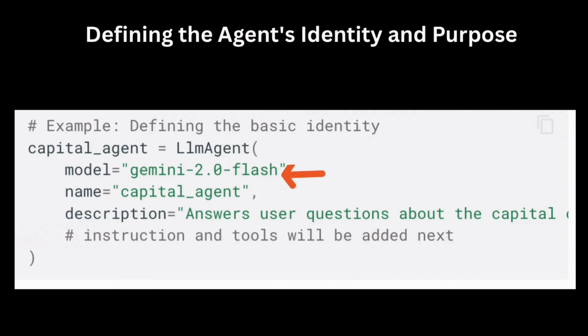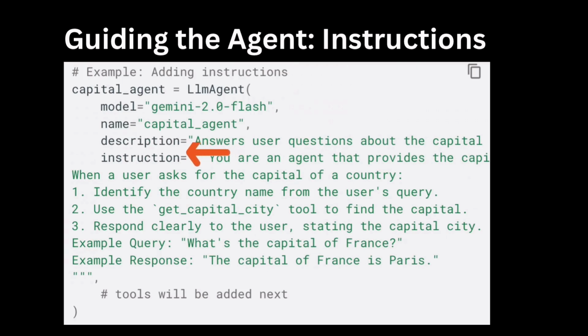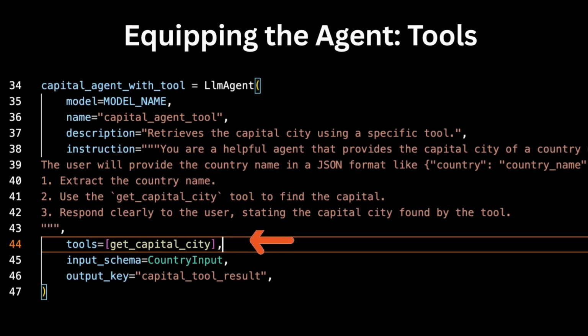In ADK, to define the agent's identity, model and name are mandatory to specify. Here we have used the Gemini model. Next, guide the agent by specifying the instructions. Next, we are going to equip the agent with some tools. Here we have created a get capital city tool. It overrides the LLM knowledge with our own knowledge.